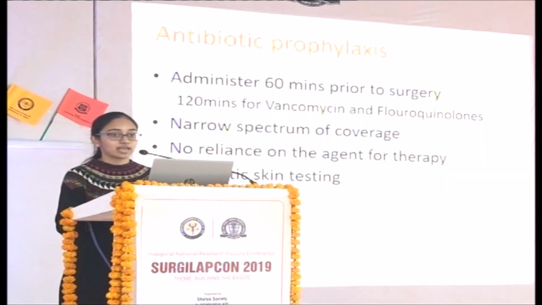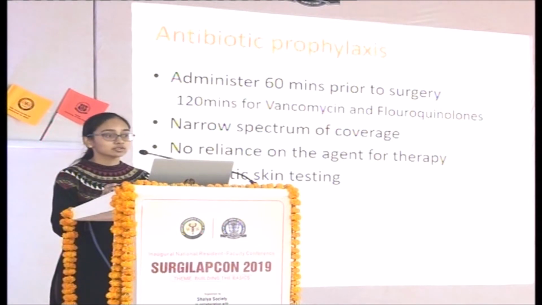Coming to antibiotic prophylaxis. Why are we giving antibiotic prophylaxis? For clean surgeries, it is not usually needed, but in clean contaminated and dirty surgeries, it is needed to prevent wound infection and surgical site infection. So when should it be administered? Ideally, it has to be administered 60 minutes prior to the surgery, so that the maximum onset of action would be at the time of incision.